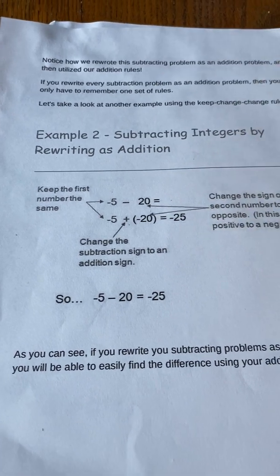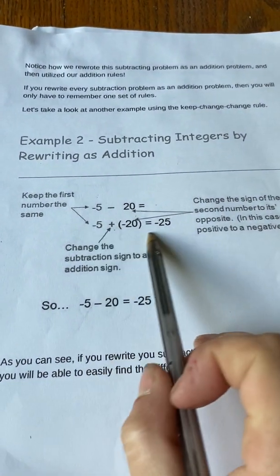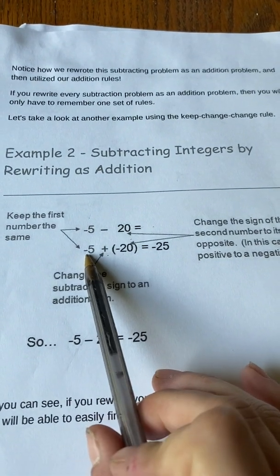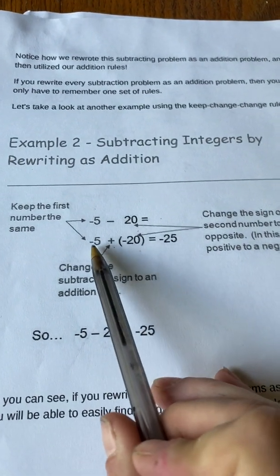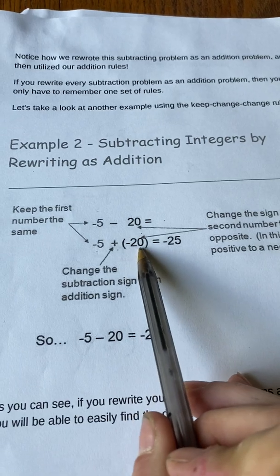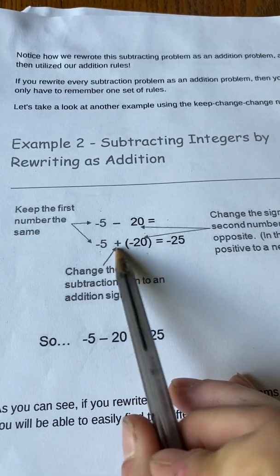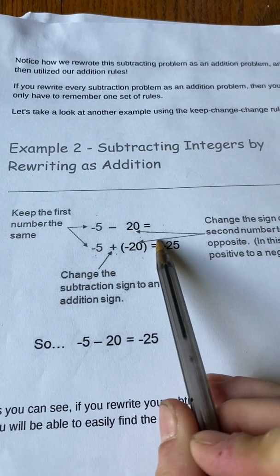All right, so once we rewrite that, it looks a little bit nicer because we can quickly and easily see, okay, negative 5, negative 20, same sign, add them, keep the sign. Your answer is negative 25.